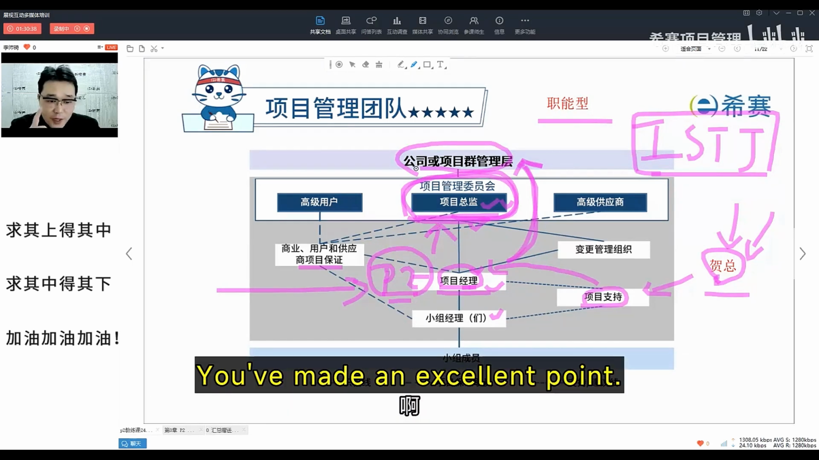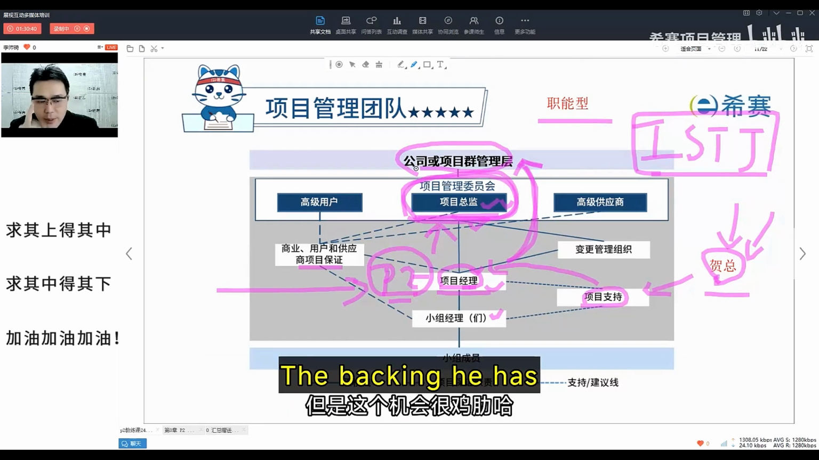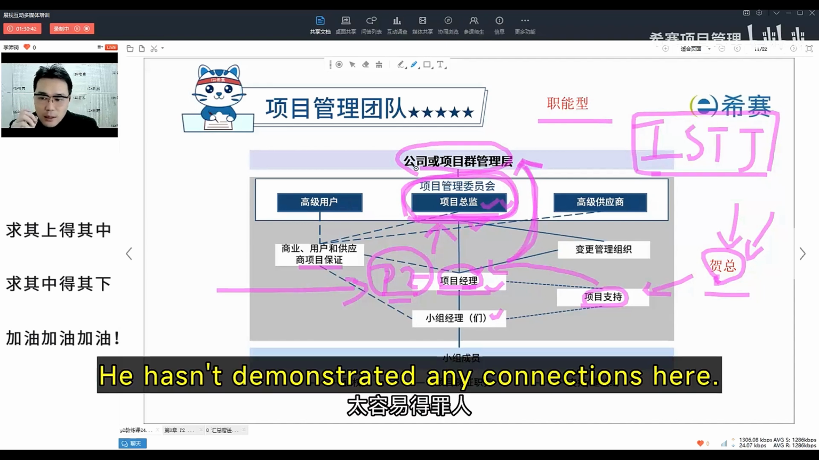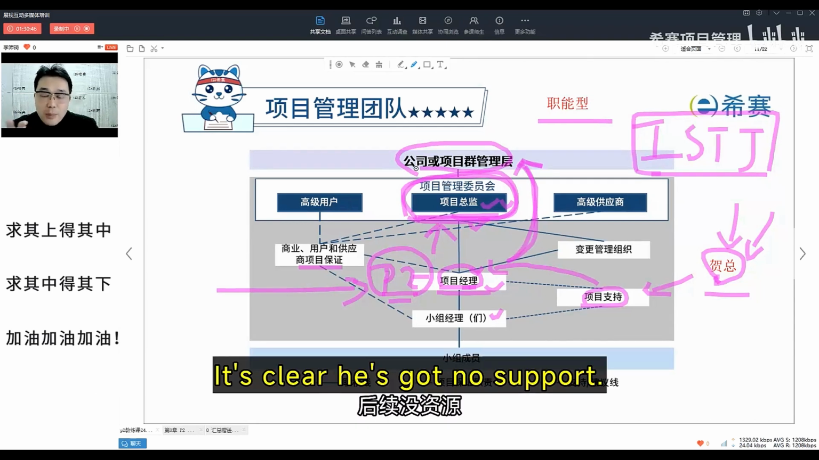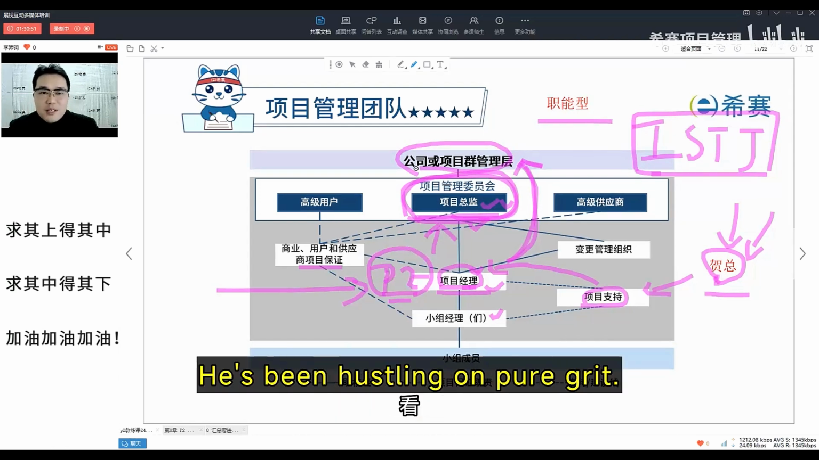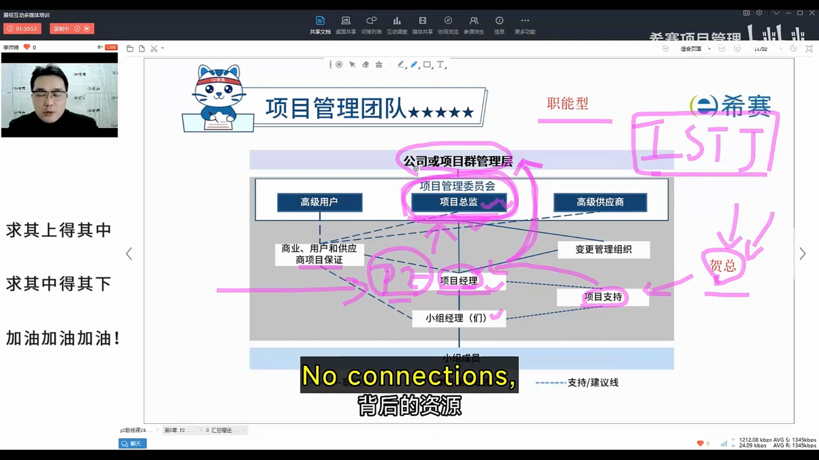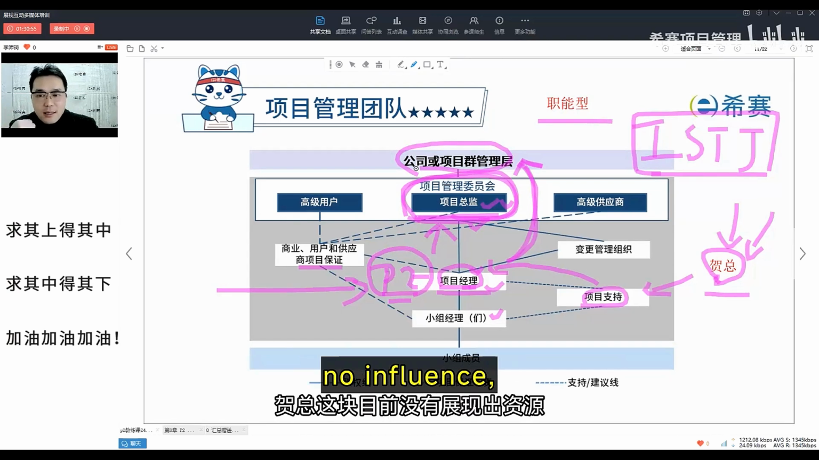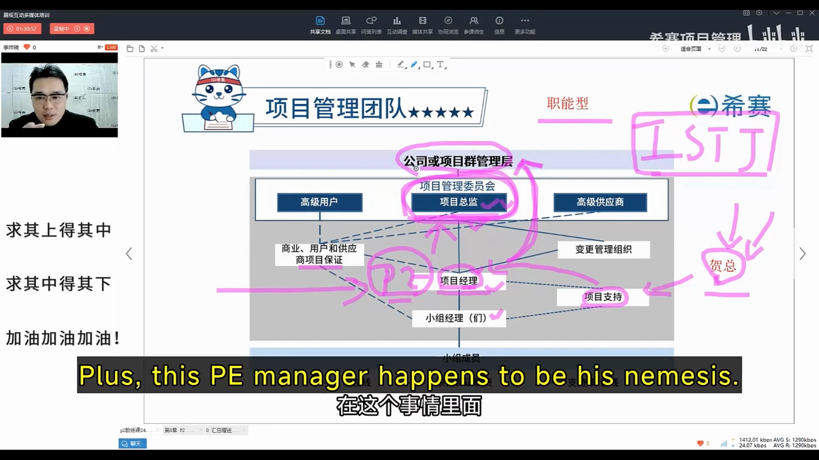Well, you made an excellent point. Consider this, the backing he has. He hasn't demonstrated any connections here. It's clear he's got no support. In this situation, he's been flying solo. He's been hustling on pure grit. No connections. No influence. No one to lean on. Plus, this PE manager happens to be his nemesis.